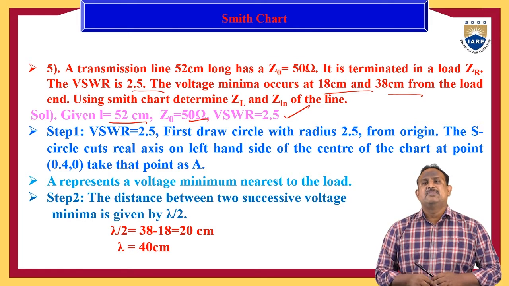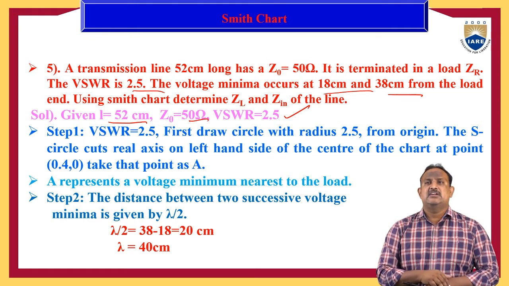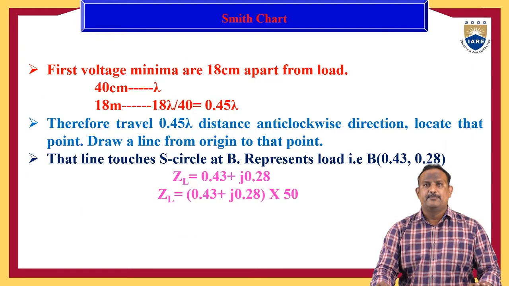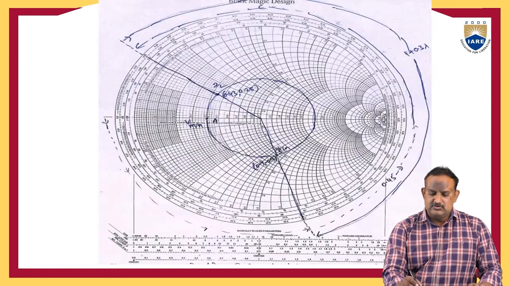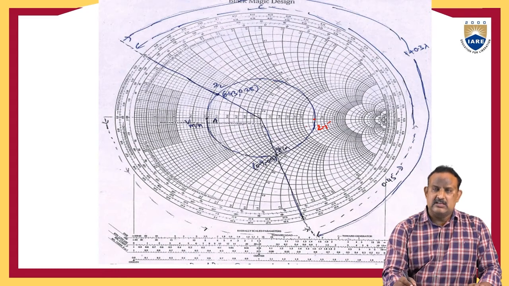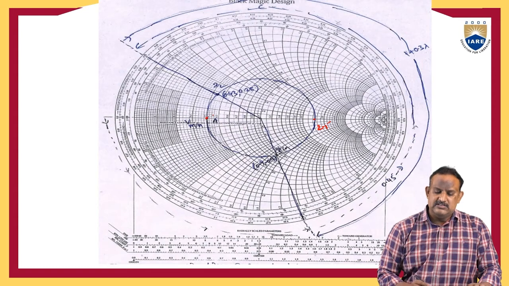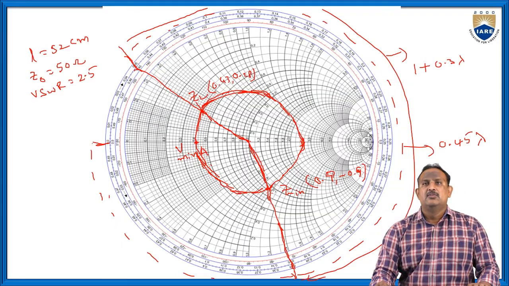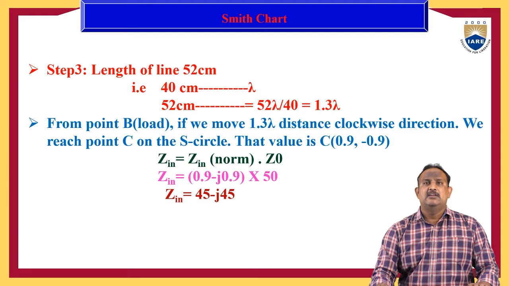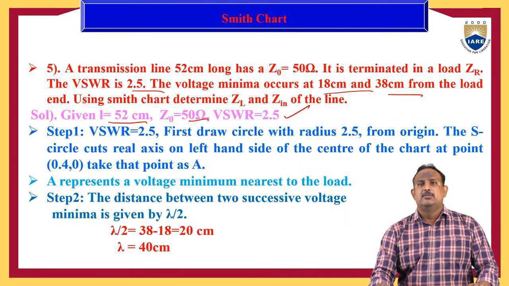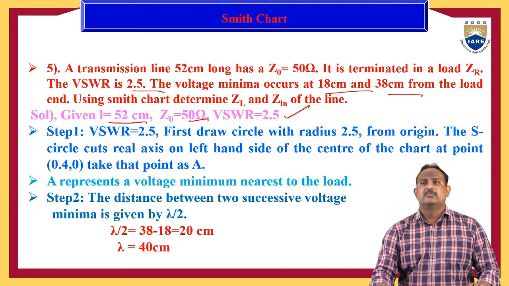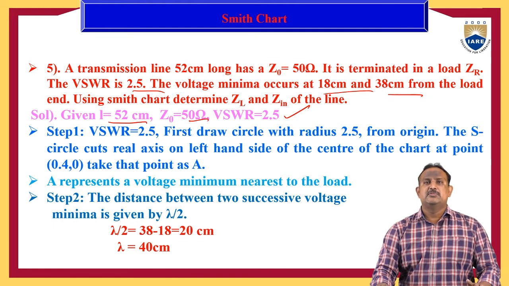The circle cuts the real axis on the left-hand side of the center of the chart at point 0.4, 0. Let us assume the point as A. Assume 2.5 as the radius and draw a circle. This cuts the axis at a particular point, 0.4, 0. Assume the point as A.